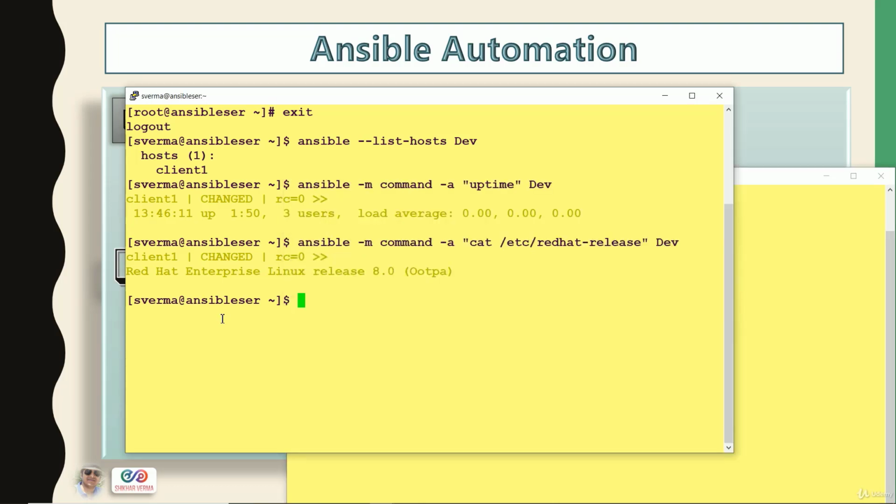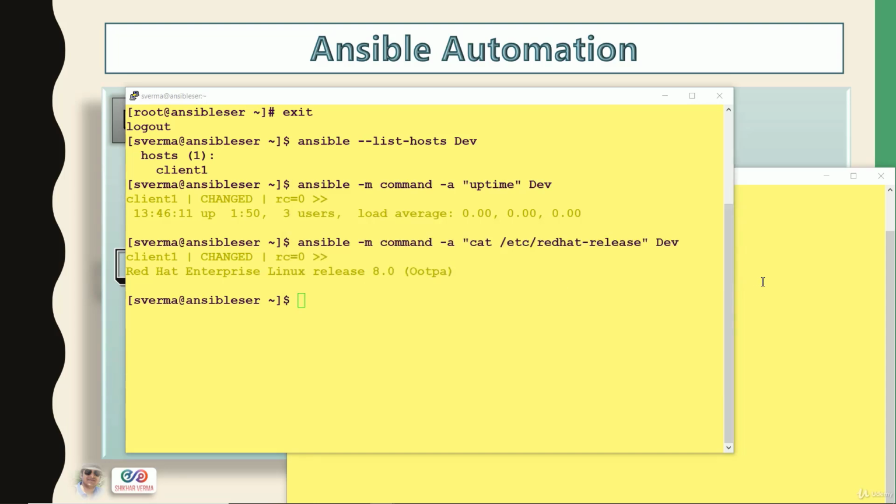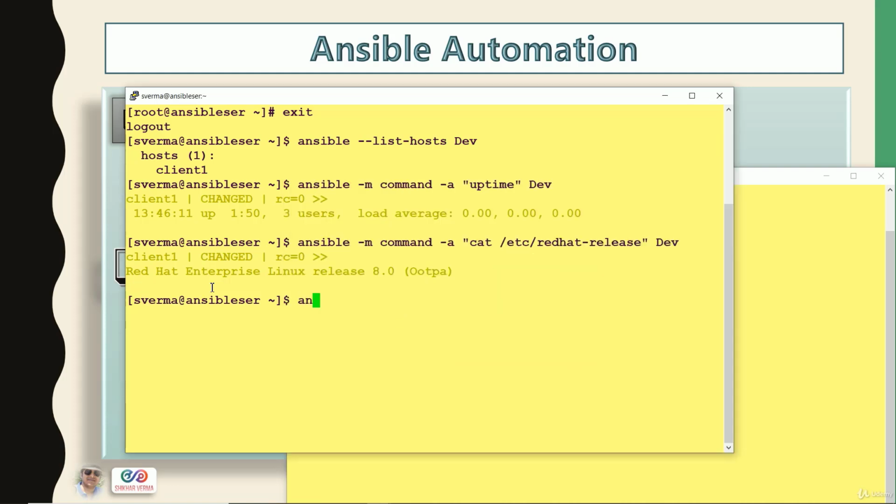Now I'm on the Ansible server, and I'm going to change this file's permission and ownership. Here you can see this file is owned by the root user. If a normal user tries to make any changes in that file, obviously it won't allow it. So let me show you how we can do the changes.